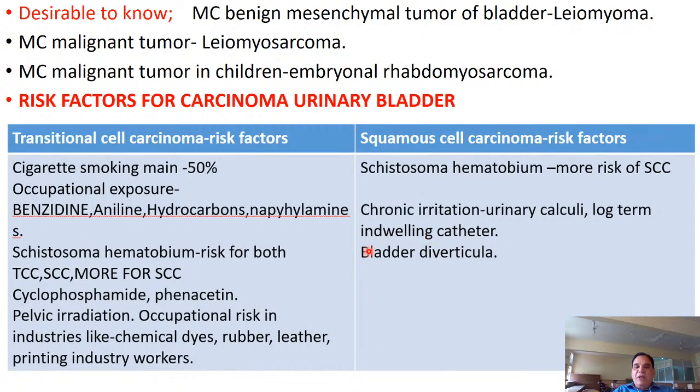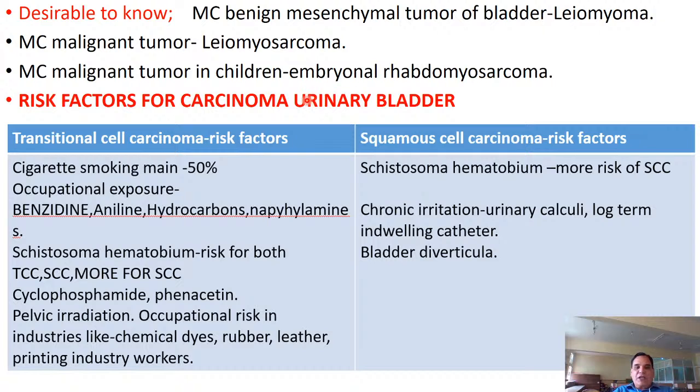Most common benign mesenchymal tumor of the bladder is leiomyoma. Most malignant tumor, leiomyosarcoma. These are connective tissue tumors. Myoma and sarcoma, very bad. Leiomyosarcoma, very bad. In children, it is embryonal rhabdomyosarcoma. This is just to try to remember if possible.